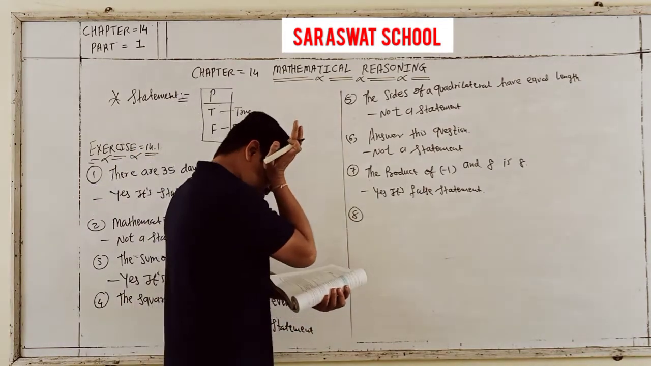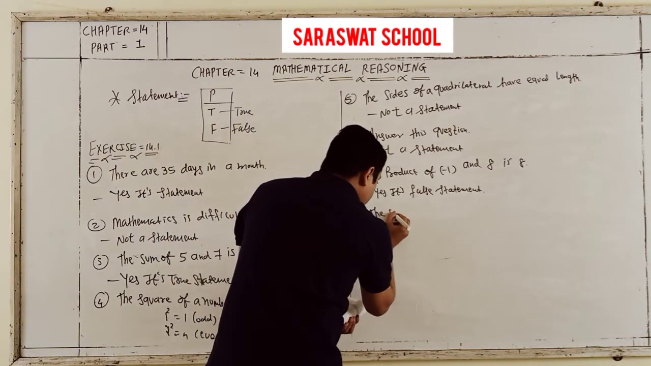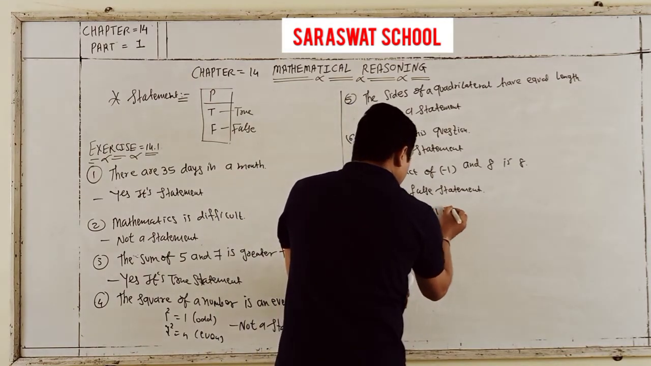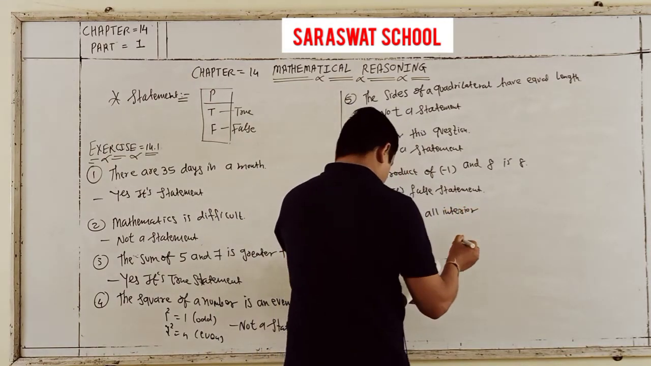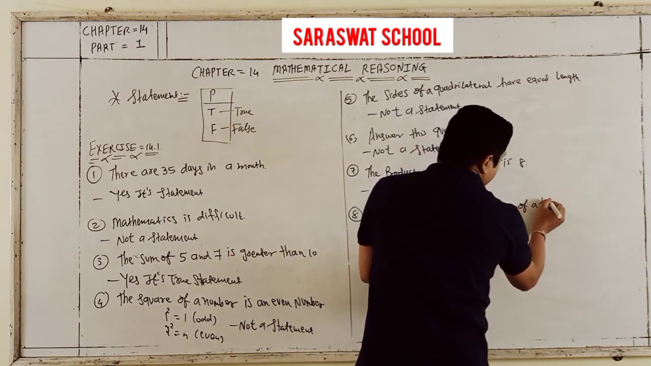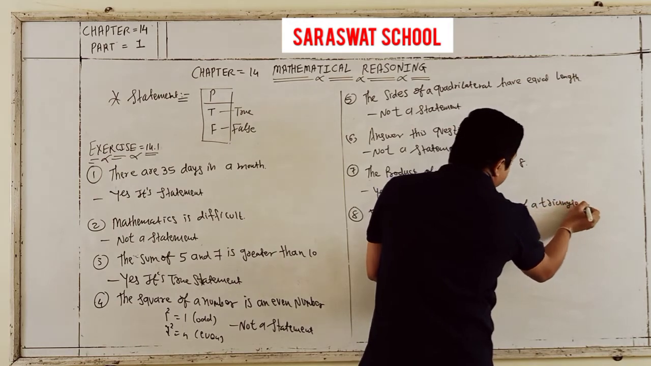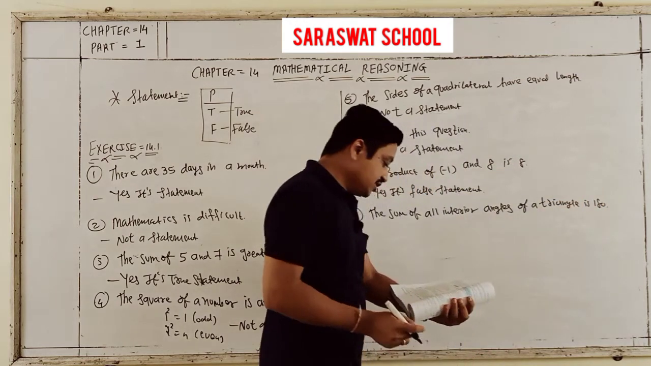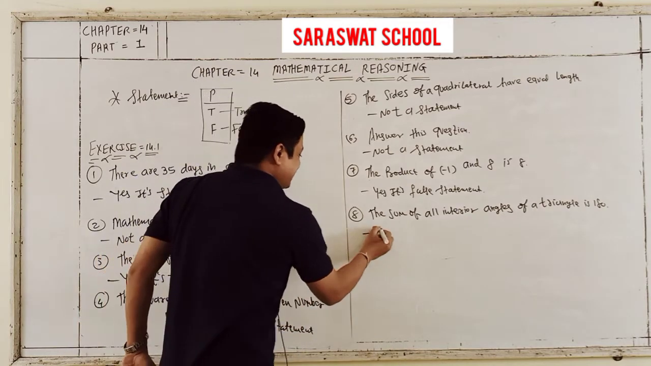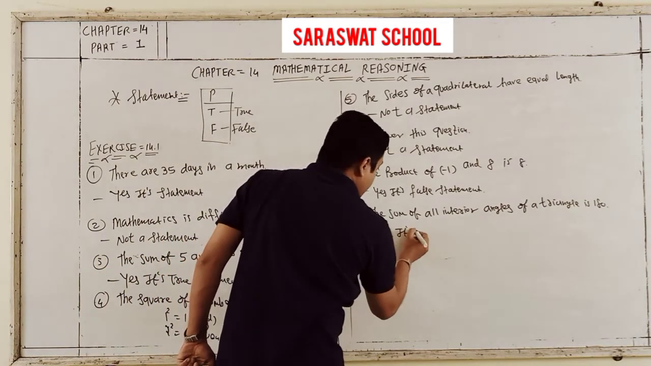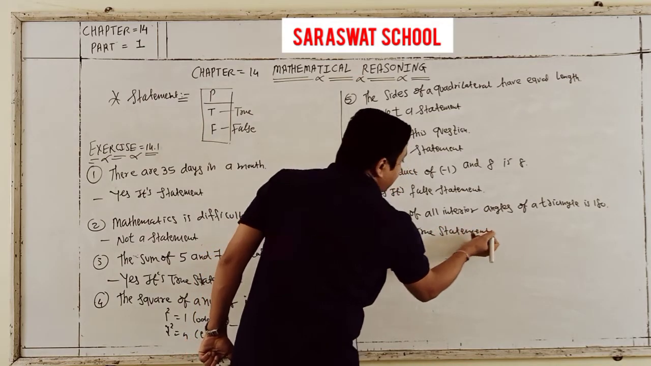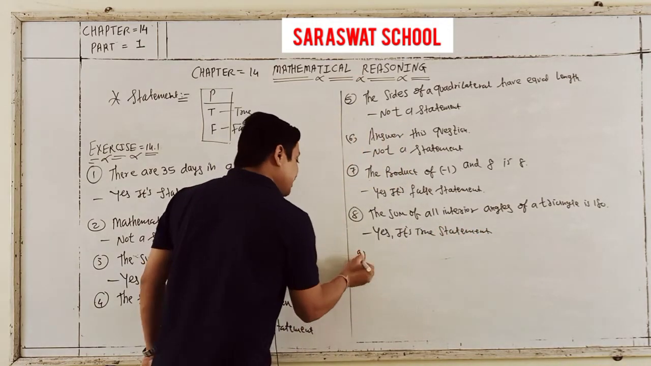Now 8, the sum of all interior angles of a triangle is 180. The sum of the interior angles of a triangle is 180. It is a true statement. Yes, it is a true statement. Indirectly it is a statement.